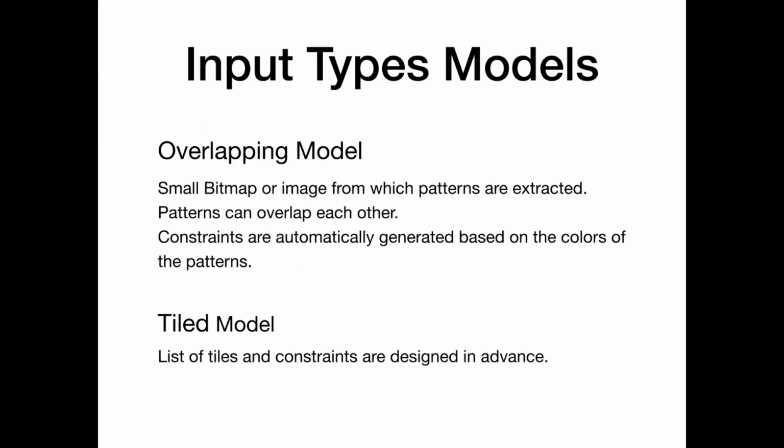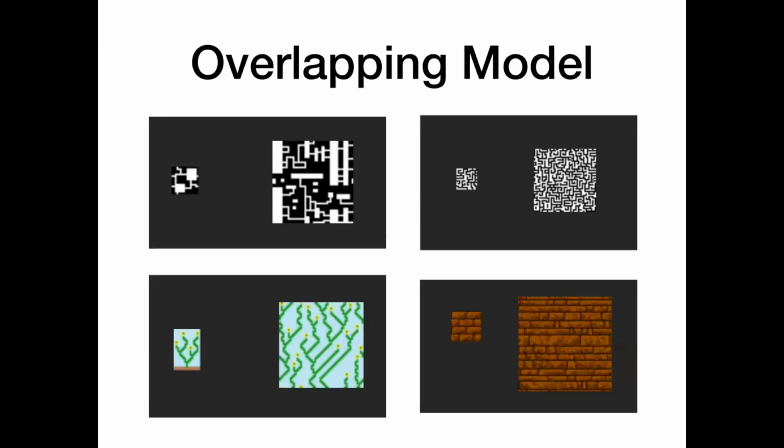There are two major input models for this algorithm. The first one is the overlapping model, where the input is a bitmap from which patterns and constraints based on the colors are automatically extracted and then fed to the algorithm. It is so called because the patterns can overlap with each other. The second model is the tile model, where the tiles and constraints are predefined and the algorithm just places them adjacently. So here you can see some examples of the overlapping model, where the initial pattern was on the left and the right was the result produced by the algorithm.